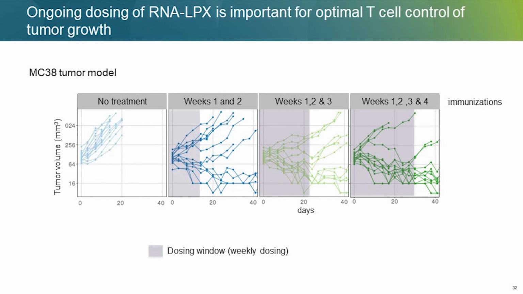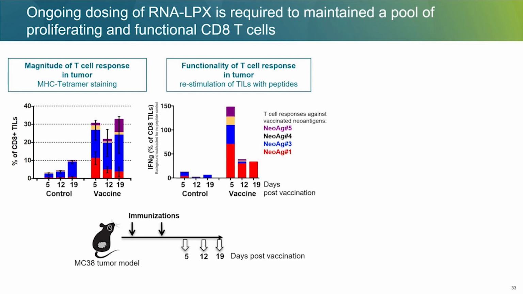And what you can see is that the vaccine is effective at controlling tumor growth, but what is also interesting is that it seems that we need to continuously vaccinate the mice for this T-cell response to continue controlling the tumor. If we vaccinate only twice, we see quite a few tumors which are actually growing again after vaccination, while vaccination 4 times is leading to a more profound response. So we wanted to further understand what was going on.